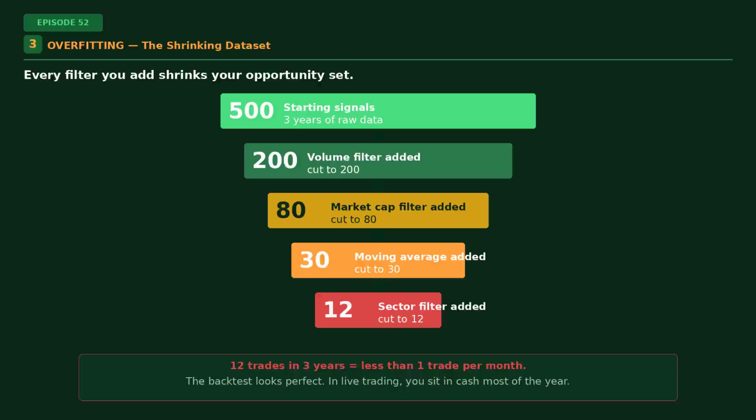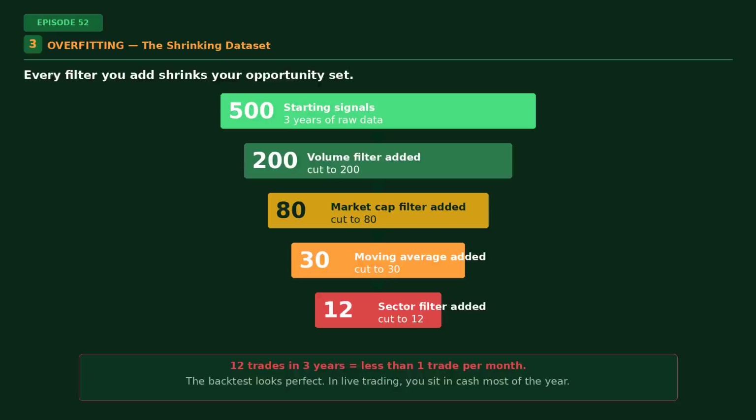And there's a compounding cost to overfitting that people don't talk about enough. Every filter you add shrinks your opportunity set. You start with 500 signals over 3 years. Add a volume filter, now 200. Add a market cap minimum, now 80. Add a moving average condition, now 30. Add a sector filter, now 12 trades.